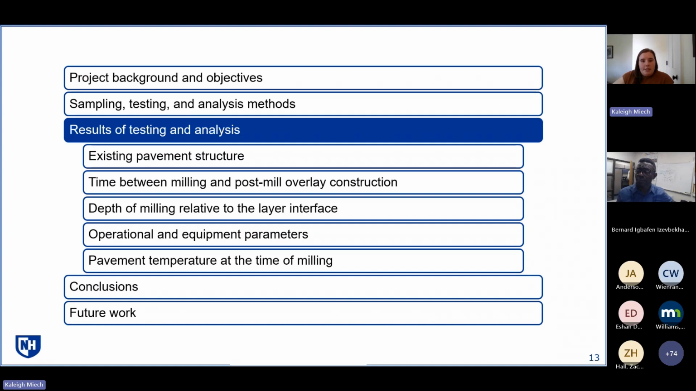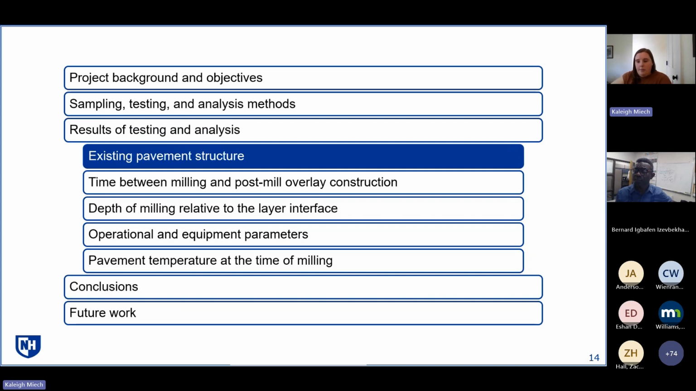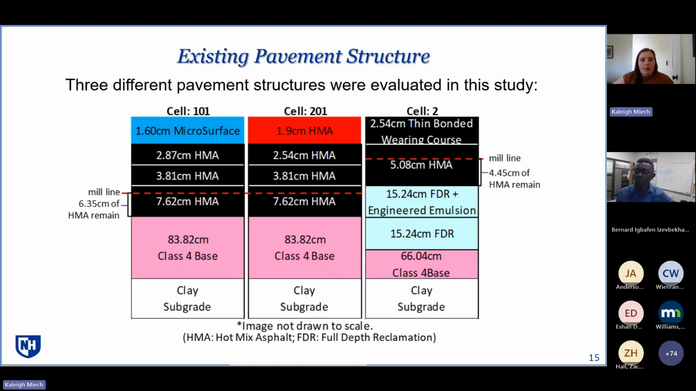So now I'm going to be discussing the results from these testing and analysis methods that we conducted, beginning with the existing pavement structure. Here are the three different MnROAD cells that we evaluated for comparison of how the existing pavement structure does or does not influence the impact of milling. We evaluated three different pavement structures, MnROAD cells 101, 201, and 2. As you can see, in MnROAD cell 2, the thickness of the remaining HMA was about 2/3 that of the remaining HMA in cells 101 and 201, which we will discuss in further slides.